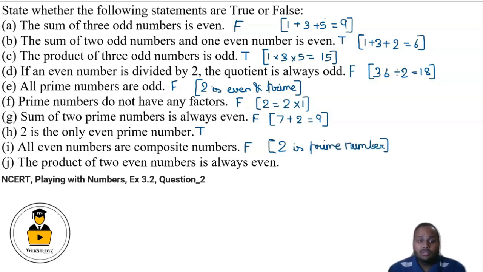Fine. In the last question, it is asked the product of two even numbers is always even. Yes, it is true. So let us take two even numbers. Let us take 6 and 4. 6 into 4 is 24, which is even. Fine. So here for solving this question, we use the concepts of even numbers, odd numbers, composite numbers and prime numbers. And I hope you understood this question.